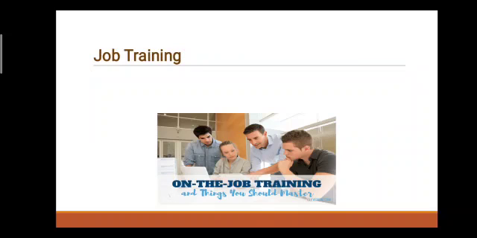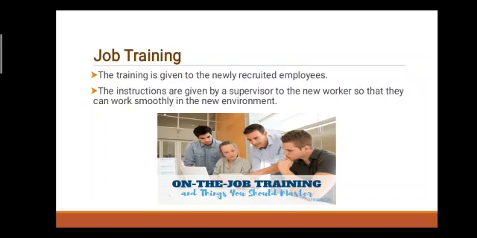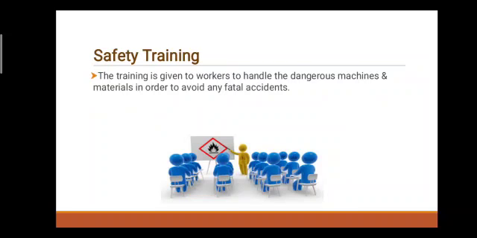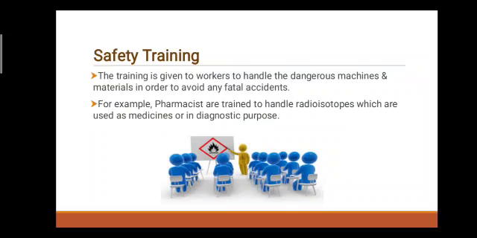Fourth, job training. The training is given to the newly recruited employees. The instructions are given by a supervisor to the new workers so that they can work smoothly in the new environment. Fifth, safety training. The training is given to workers to handle the dangerous machines and materials in order to avoid any fatal accidents. For example, pharmacists are trained to handle radioisotopes which are used as medicines or in diagnostic purpose.